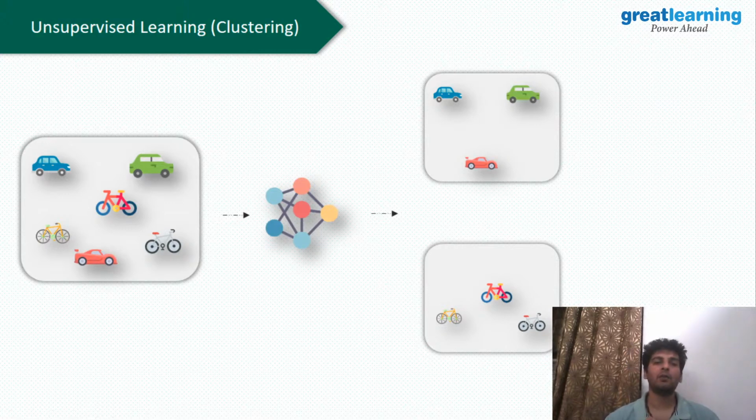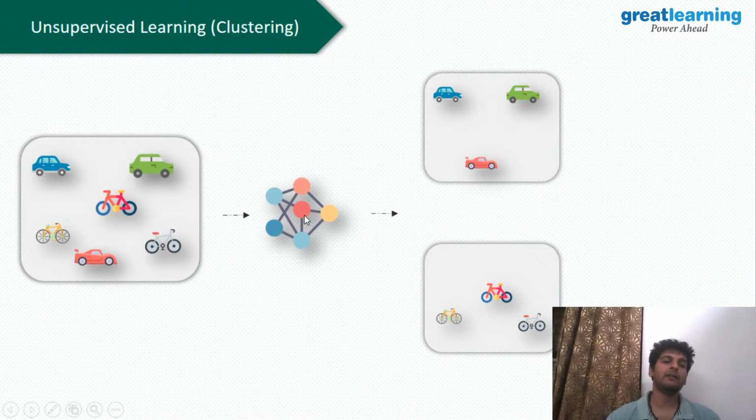Now, here you'd have to understand two terms. One is known as intra-cluster similarity. The other is known as inter-cluster dissimilarity. So here all of the cars which I have are very similar to each other, and that is why there is high intra-cluster similarity. Again, all of the bicycles which I have over here are very similar to each other, and again, there is a high intra-cluster similarity. But when I compare these cars with these bicycles, they are very different, and there is very high inter-cluster dissimilarity.